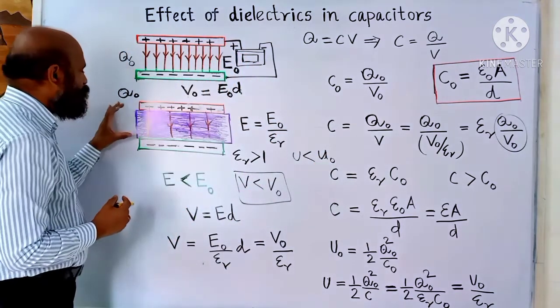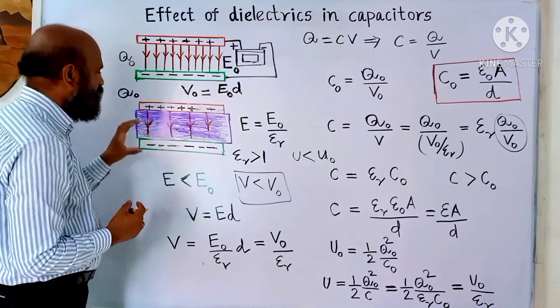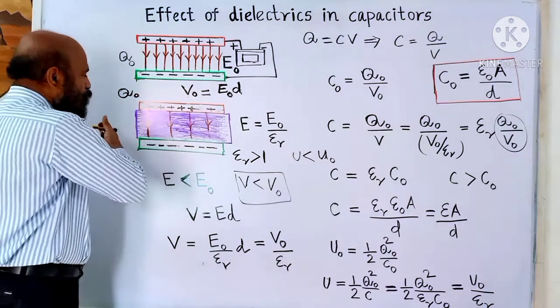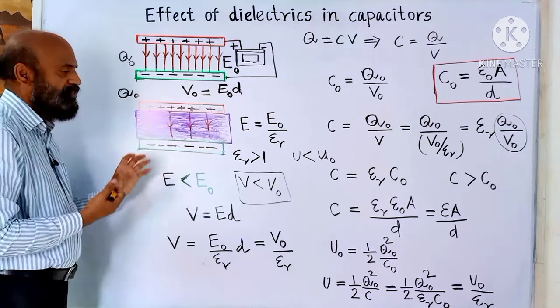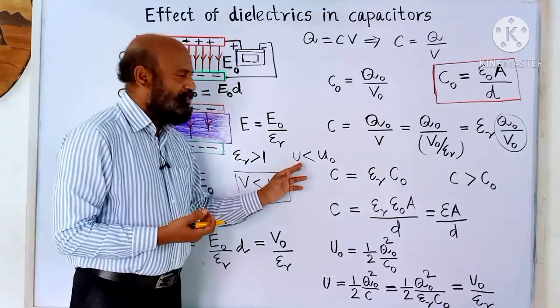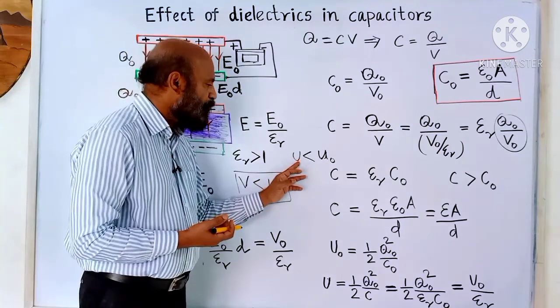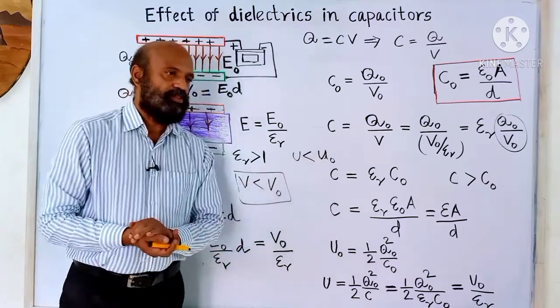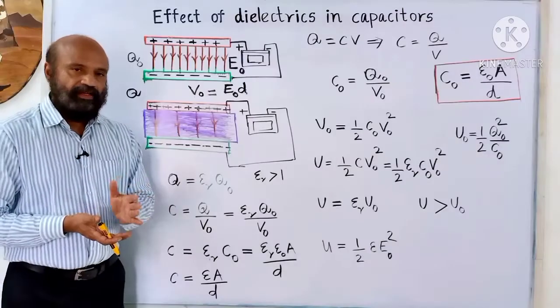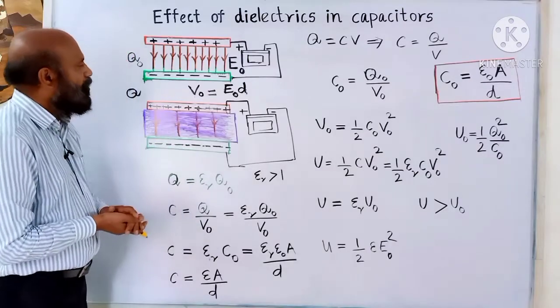When we introduce a dielectric, some energy is utilized for pulling the dielectric inside. That's why energy is lesser. U is lesser than U0. Now let us see the second case.